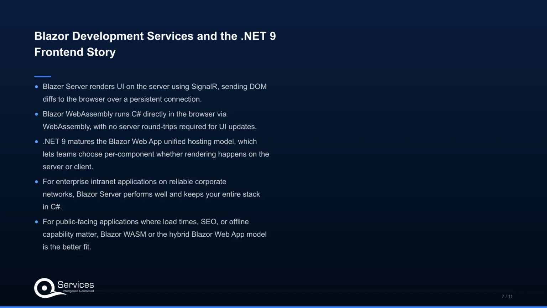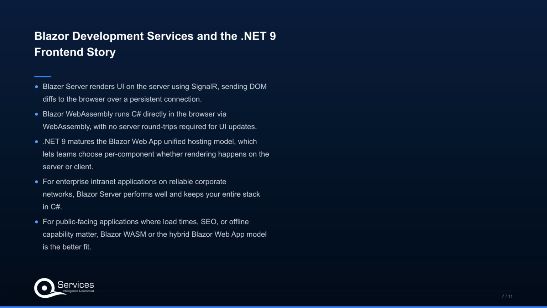Blazor is the most significant front-end development story in recent .NET releases, and teams planning a .NET application modernization project need to understand what it offers before committing to a UI technology choice. Blazor Server renders UI on the server using SignalR, sending DOM diffs to the browser over a persistent connection. Blazor WebAssembly runs C# directly in the browser via WebAssembly, with no server round trips required for UI updates.